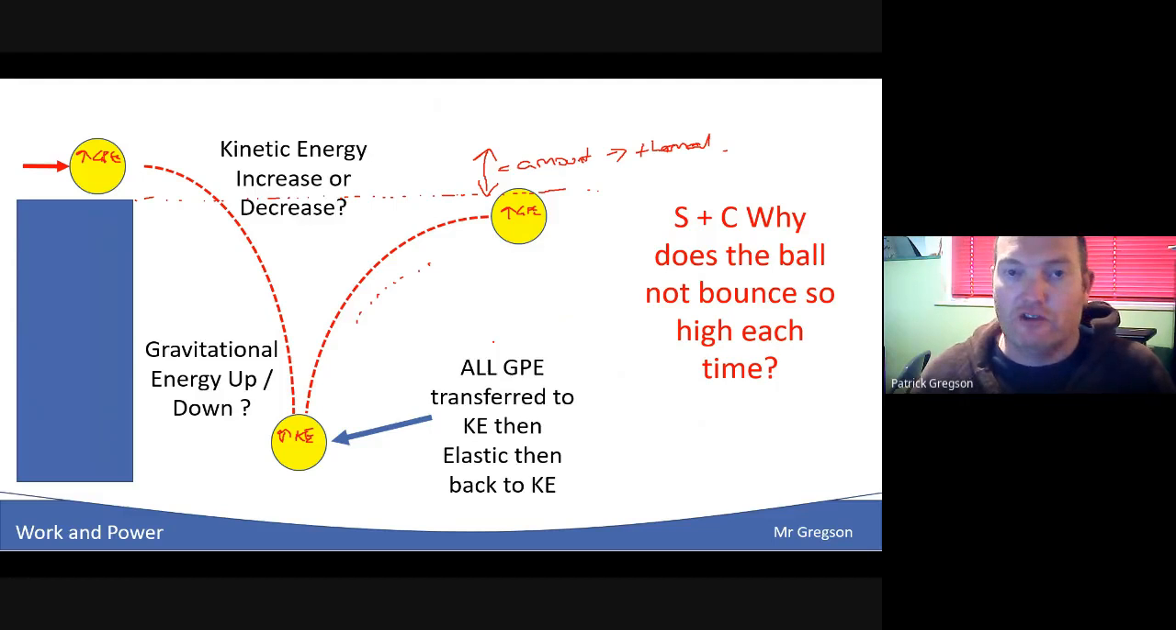The energy is not lost, it's just transferred to the environment. So the tennis ball doesn't get red hot, but it does get quite warm while it's getting squished backwards and forwards. Okay, so that's why it doesn't bounce? Well, we just talked our way through that.